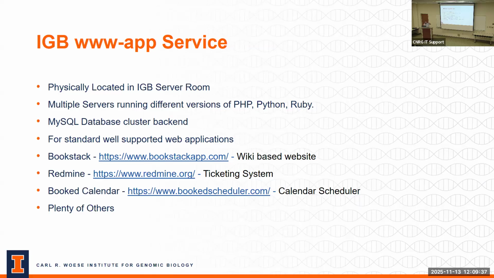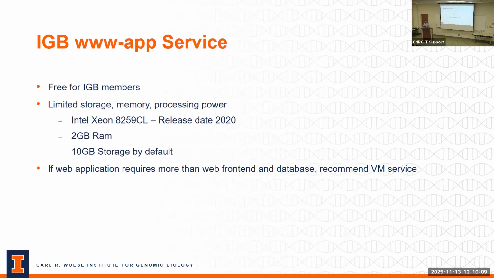We host all sorts of stuff on these. Some examples are Bookstack, which I know the core facilities use for their wiki-based knowledge base. We have a Redmine, which is a ticketing system. And we have multiple instances of Booked Calendar, which is a calendaring system for reserving different instruments throughout the building, and for reserving rooms. There are all sorts of other applications, and this is free for IGB members, assuming that it's one of these standard applications.